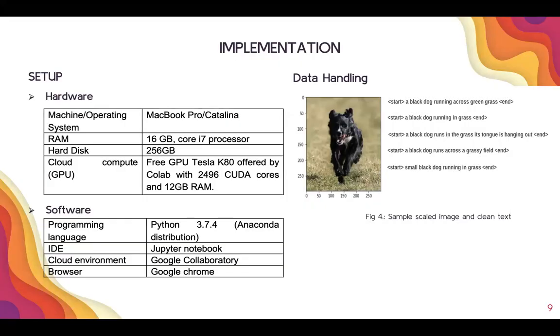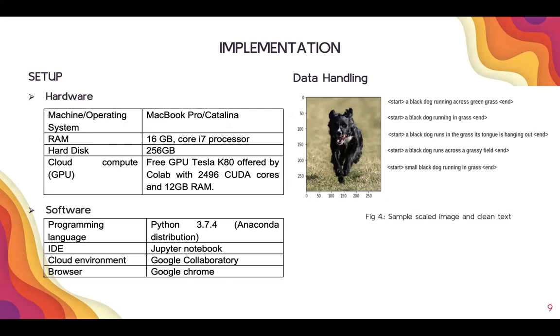So the implementation, now we have the setup. This is the hardware setup that we used to implement this research. The machine was a MacBook Pro with the Catalina operating system. The RAM was 16 gig and we had a Core i7 processor and a 256 GB hard disk. We actually used some cloud compute to implement this research, especially for the modeling, as we could not run models on the local machine, even though we processed the data on the local machine.